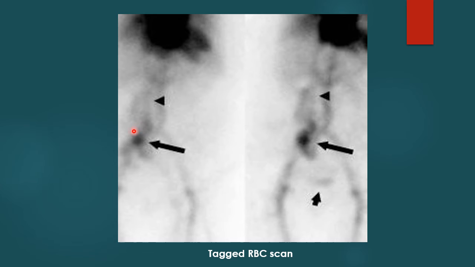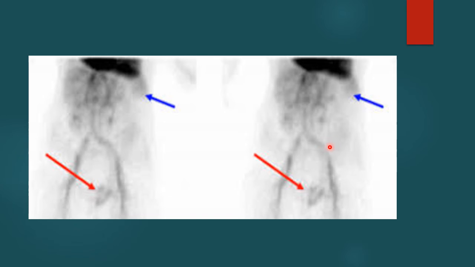Okay, this is another view of the same extravasation or leakage. Here again, it shows you another leakage of the tagged RBC, lower down, probably in the sigmoid colon or even the rectum.